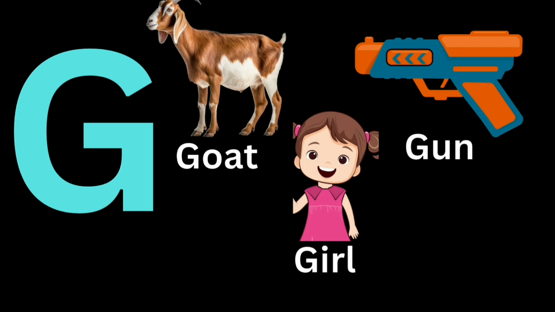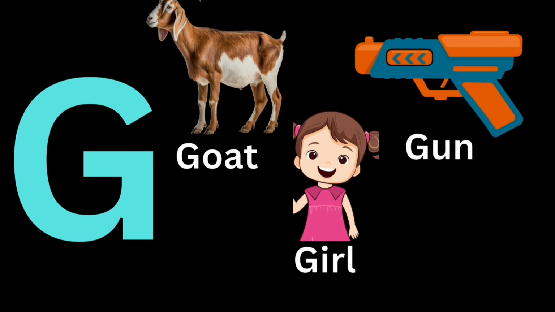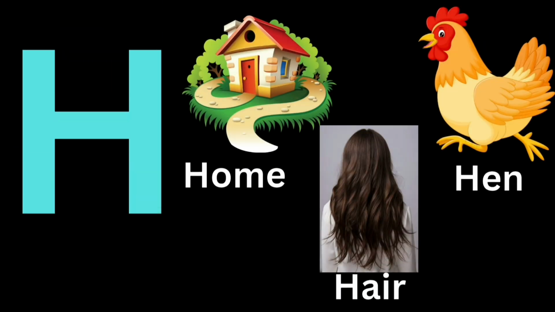G for goat. G for gun. G for girl. H for home. H for hen. H for hair.